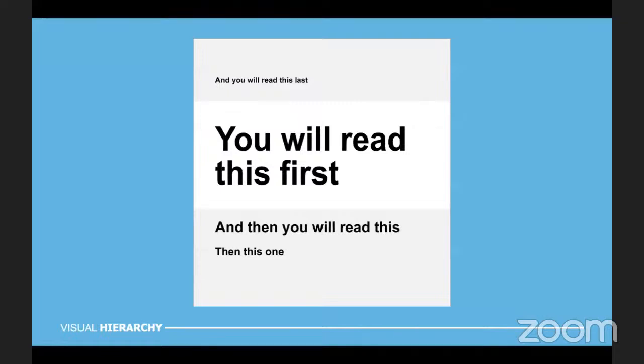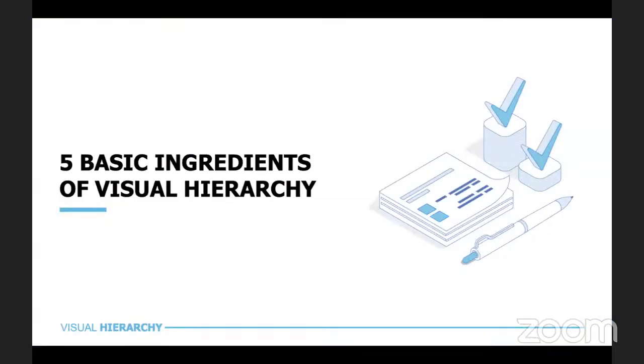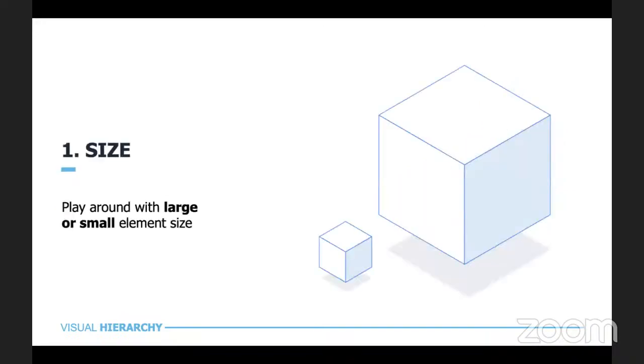In this example, your eye is firstly drawn to the bigger sentence. You will read this first, and then the next sentence, the one below, and finally the smaller sentence at the top of the block. So I'll ask you here, how is this achieved? The first thing that can create prominence on the page of a slide, to make items look bigger or smaller, is by playing with size. So play around with large or small elements on your page.